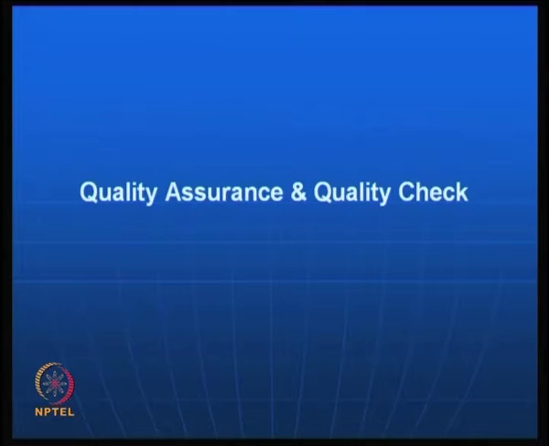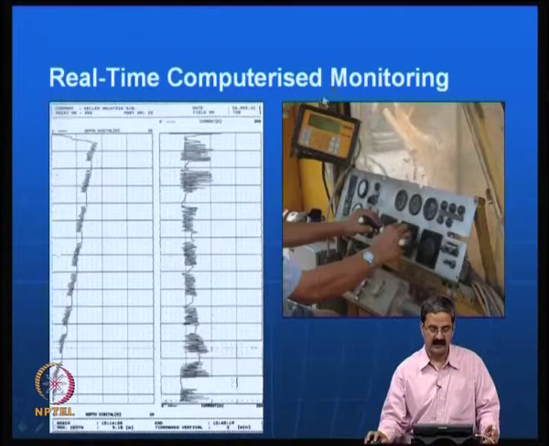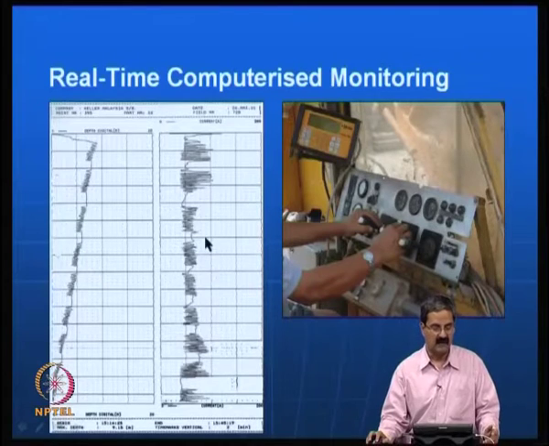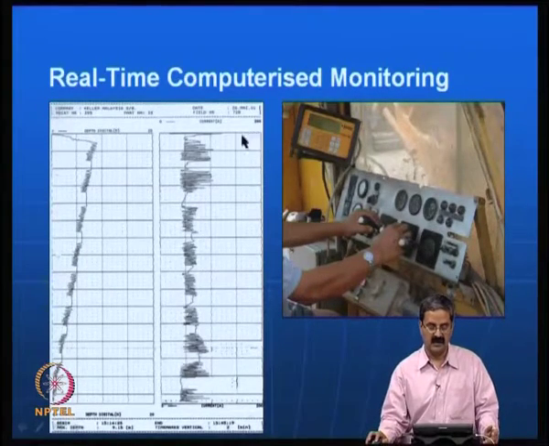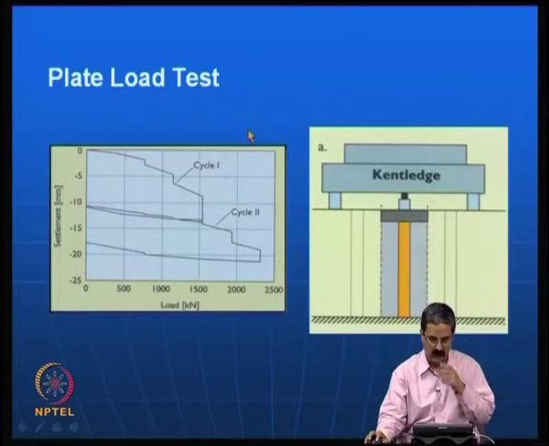So, quality assurance and quality checks are also important, and people do real time computerized monitoring, as I just mentioned. You need to have the CPT profiles and all that very clearly, with the date and all the information. That is what many good companies, like Keller and others, do.